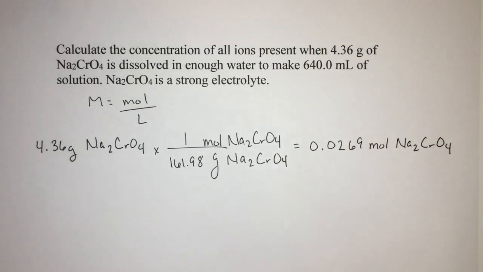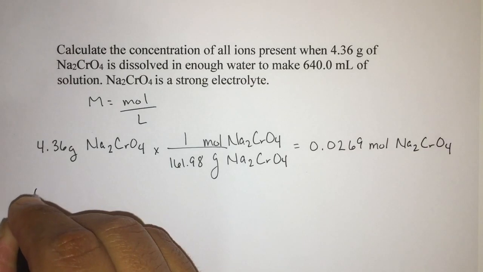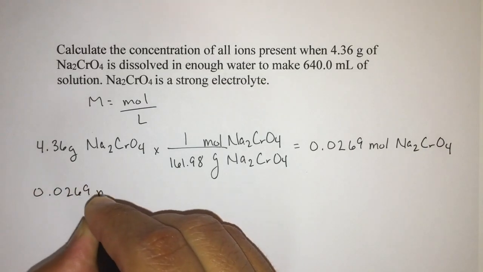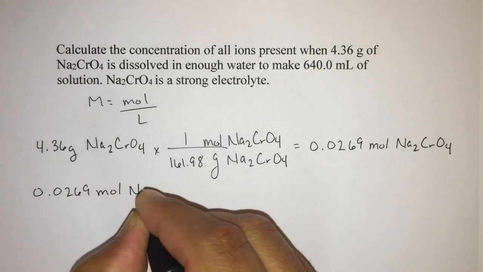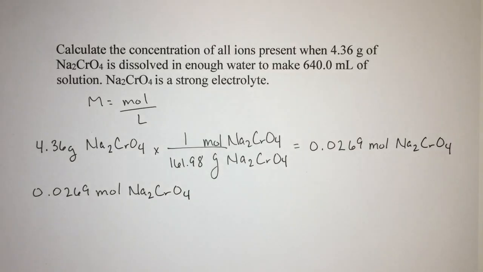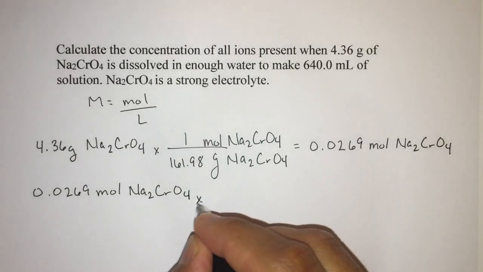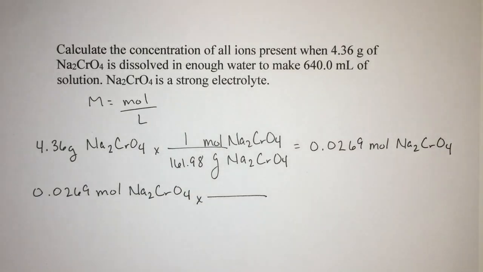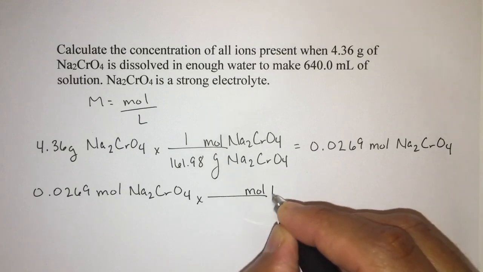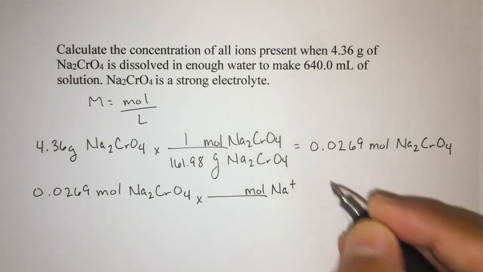Okay, now that we have the moles of the sodium chromate, now we can go look for the moles of the ions that are present. So we start with our moles of compound. And what we're going to do is go find the moles of the ions present. Let's start with the first ion, the cation sodium. So let's convert to moles of sodium, Na+.